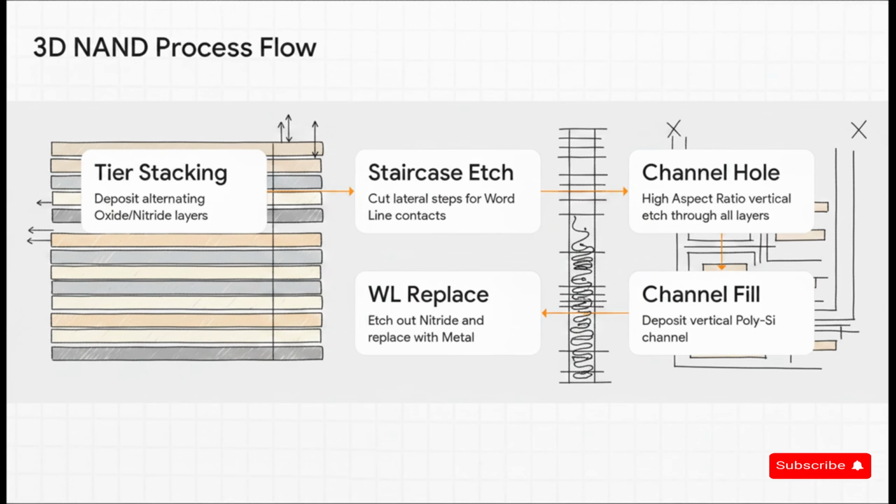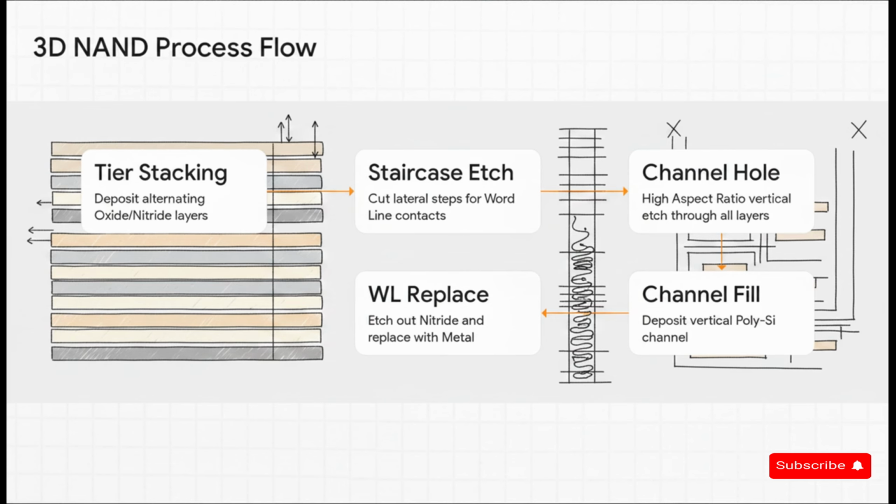But step 3, that's the most critical one, the channel hole. You have to etch a perfectly straight vertical hole right through all 176 of those layers. We are talking about an aspect ratio of over 40:1. If that hole bows or twists even slightly during the etch, the entire memory cell fails.